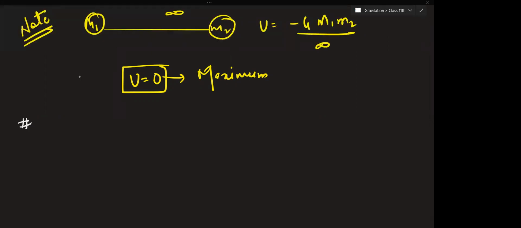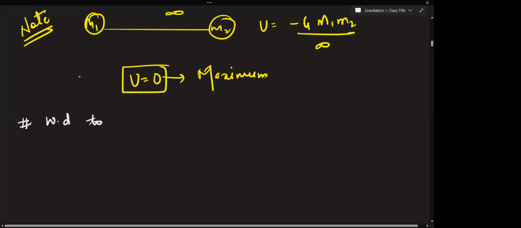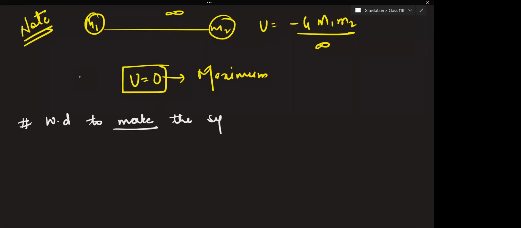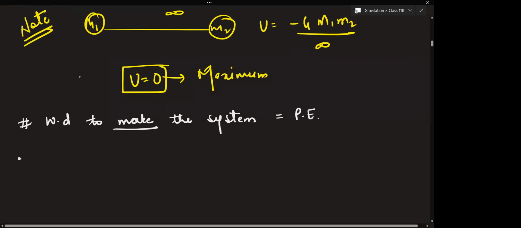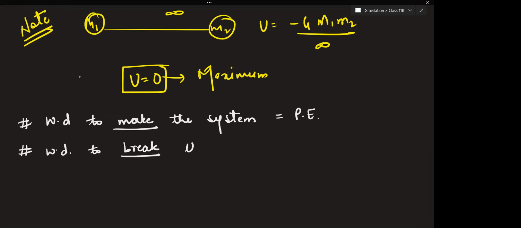See class, whenever you are asked in the question to calculate the potential energy to make the system, or calculate the work done to make the system, if you see this word, then the work done will be exactly the value of potential energy. But if you get work done to break the system, then your total work done will be the negative of potential energy. Just keep this in mind.